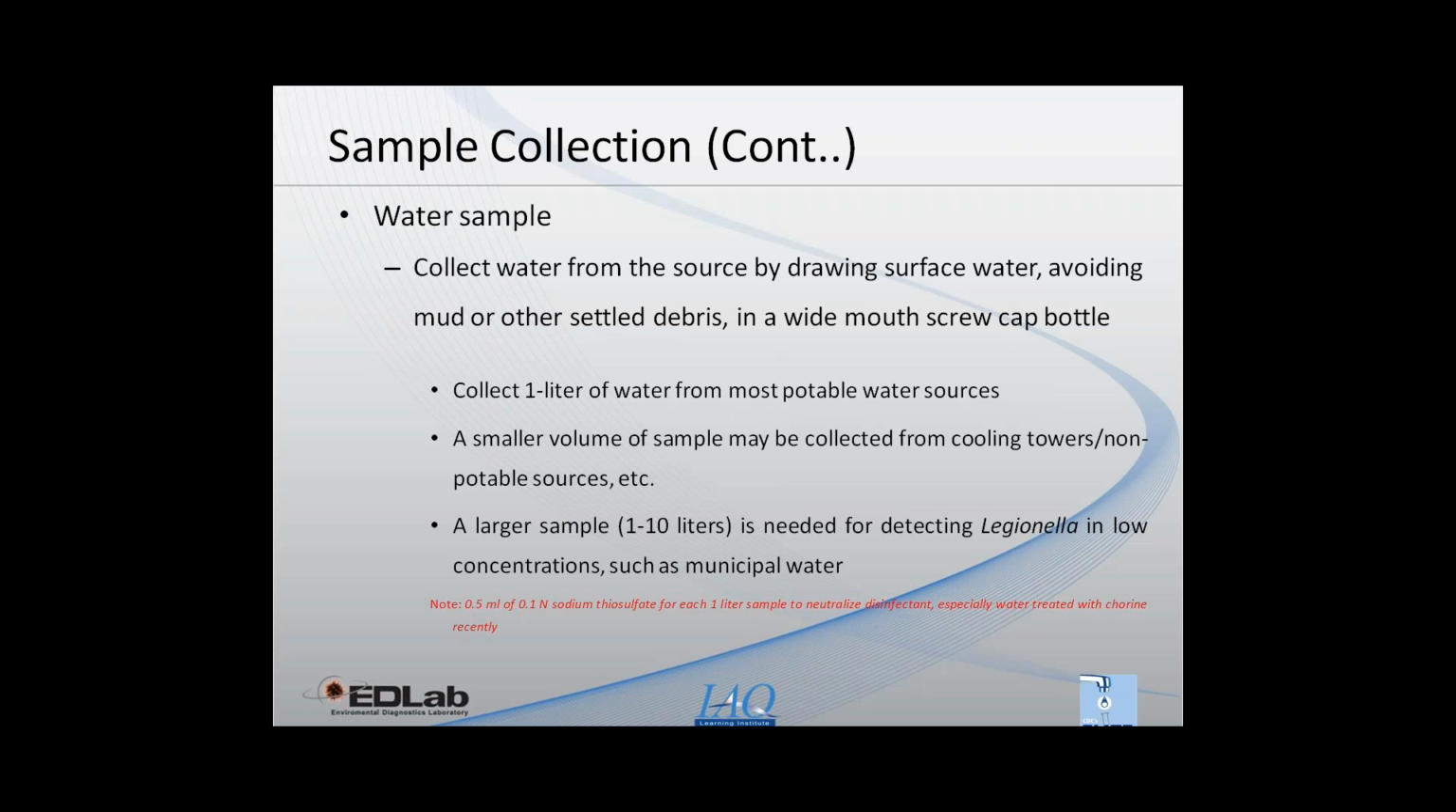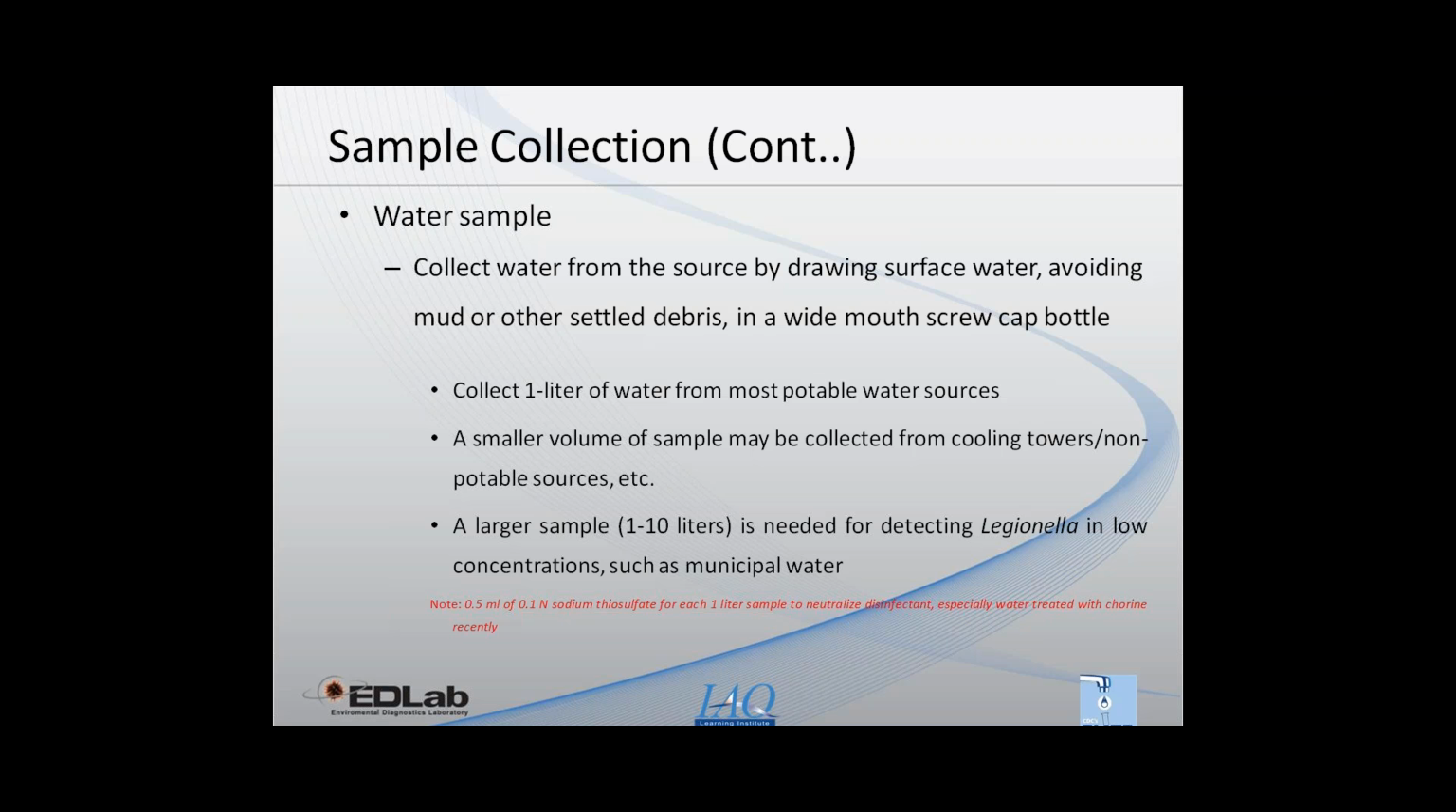The water sample can be done by collecting water from the surface by drawing surface water. You want to avoid any sort of debris. You want to use a wide mouth screw cap bottle. You can use a 1 liter bottle to collect from potable water sources. It's also possible to collect a smaller volume of sample from different sources such as cooling towers, non-potable sources, etc.